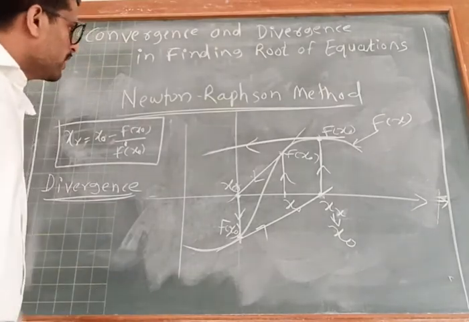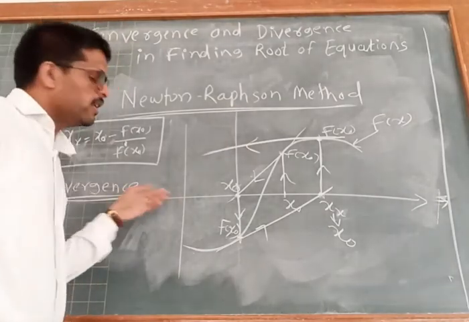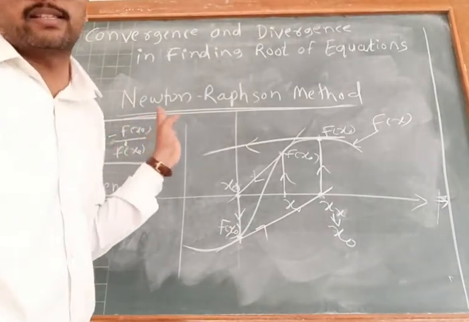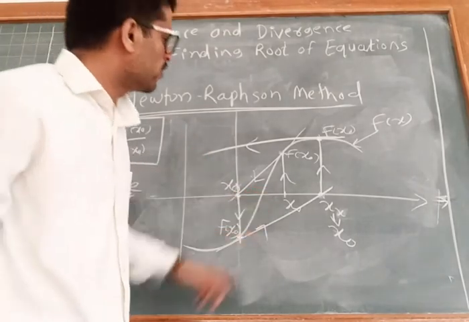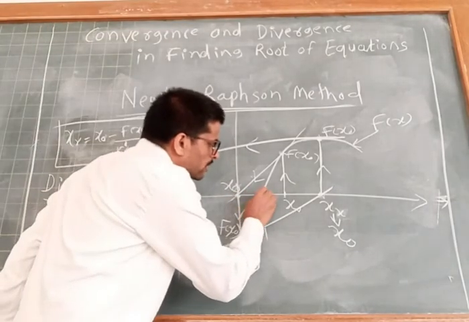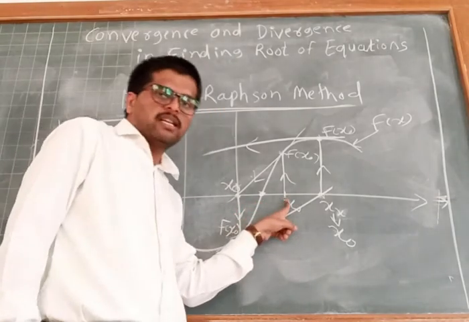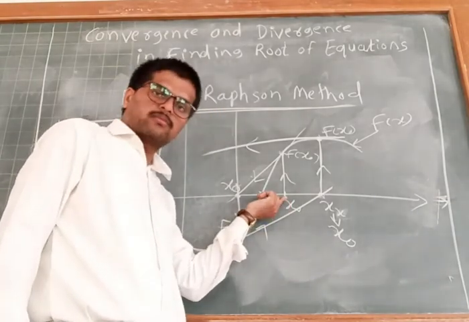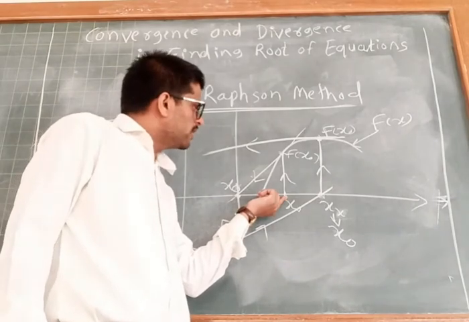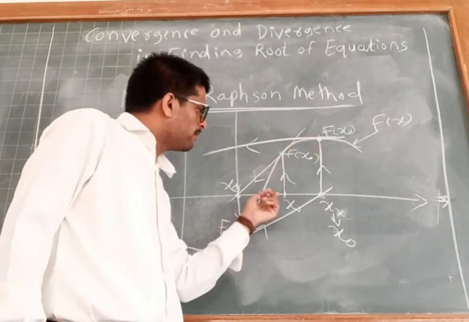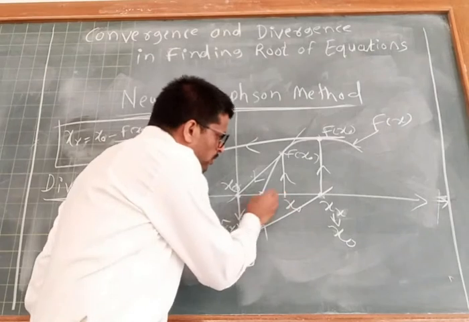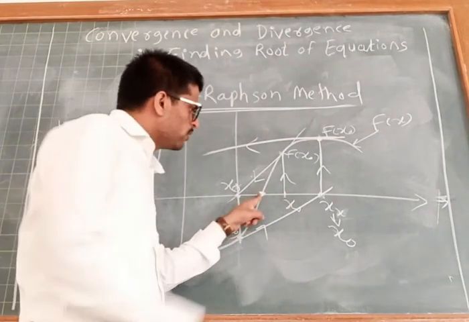And you can see here, if I extend this, then it will intersect somewhere at the x-axis, but it is very far away from the actual root. This is our actual root. Okay. We started with this initial case, which is near the root. But this depends upon the nature of the graph. What is happening? Instead of going toward this actual root, we are moving away.